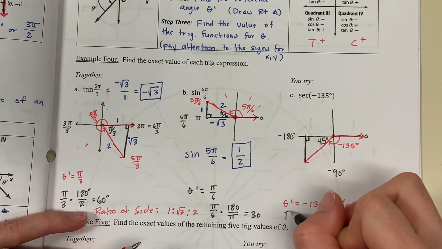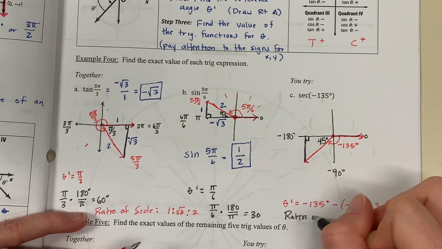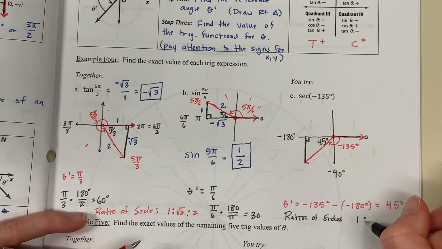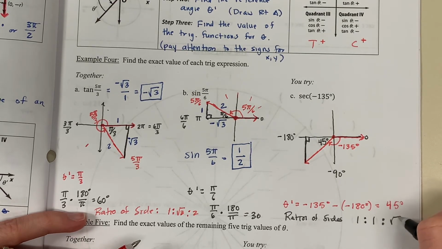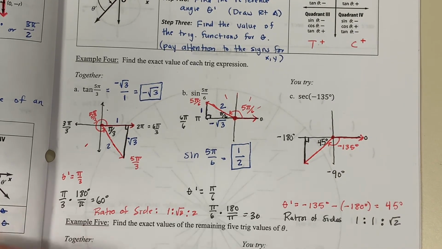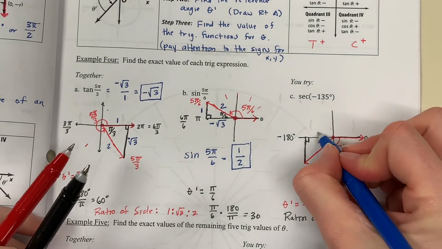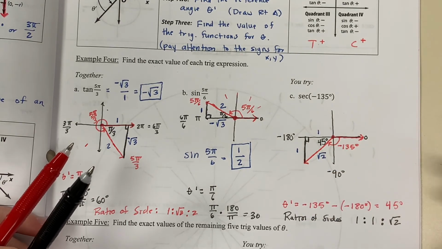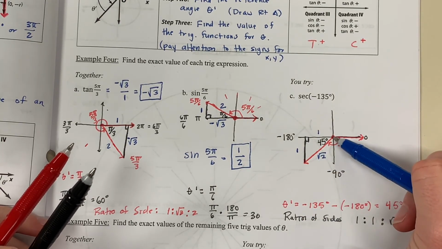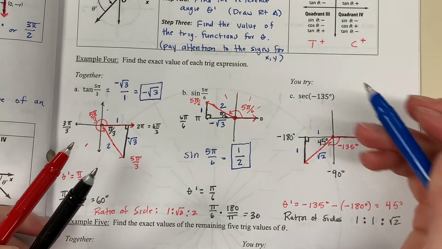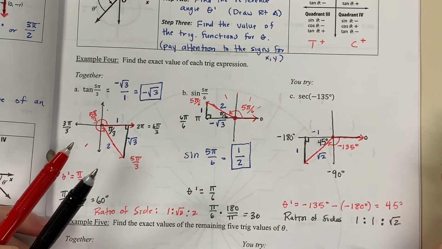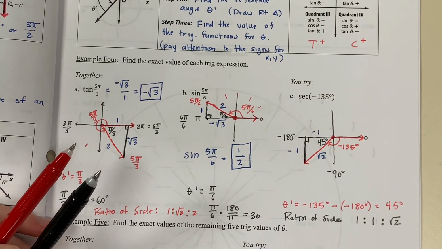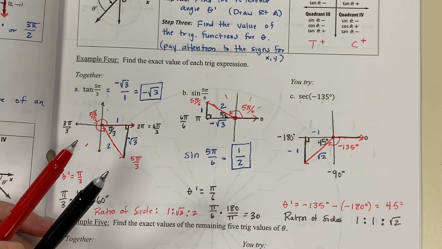Now the ratio of sides for a 45, 45, 90 triangle is 1 to 1 to radical 2. So I have 1, and I have radical 2. Now check to see if any of the sides need to be negative. So starting from the origin, I move left 1, so the horizontal side is negative. From here I go down 1, so the vertical side is negative, and the hypotenuse is always positive.